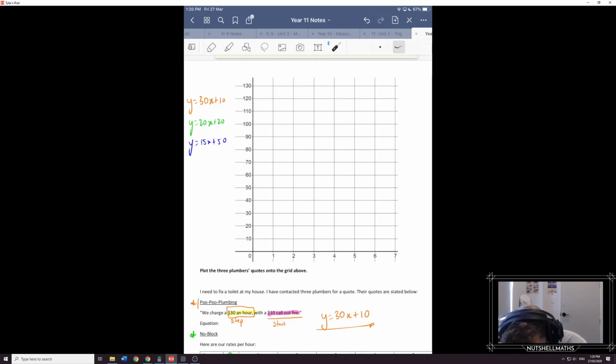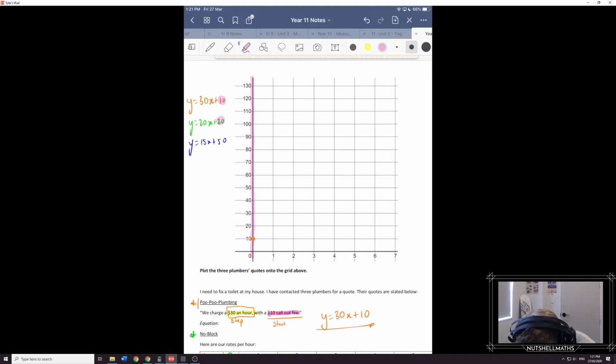Remember, this number, the 10, represents our starting point. So, our starting point, let's make that easier to read, like this. Our starting point is, now let's see if I can draw a straight line along this axis, right, when x is 0. The starting point where it crosses the y-axis. So you can see for poo-poo plumbing, the first one, it crosses the y-axis at 10. So we're going to start at 10.